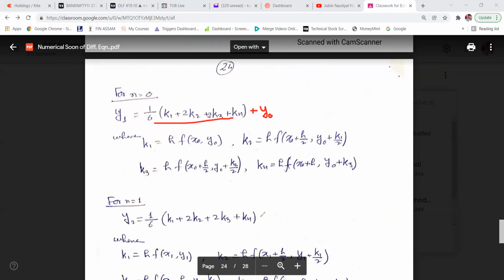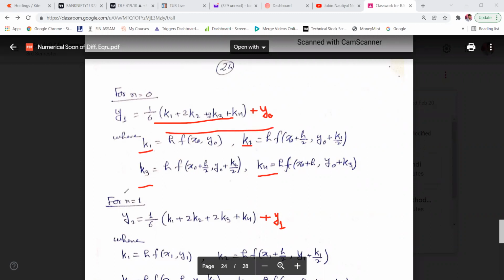Then the same thing, y2 will be y1 plus this one, because y n plus 1, the general expression, is y n plus 1 upon 6 times k1 plus 2k2 plus 2k3 plus k4. So for n equal to 0, y naught plus this one. So you find k1, you find k2, you find k3, you find k4, and then you substitute here, you'll get the first approximation.